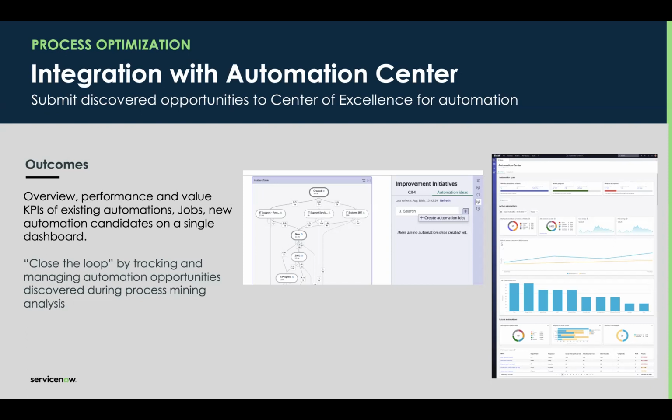Now in Tokyo, with the introduction of something we call Automation Center, which is going to give you that overview of all of the different automations that you have running on the platform, we've got the ability to create an automation idea right from the workspace when you're doing some analysis and the automation opportunity presents itself. So two different ways to track improvements that you want to make inside of the organization. You may be using continual improvement management. You may be using Automation Center. You may be using both.